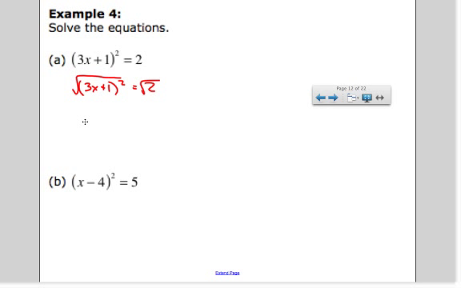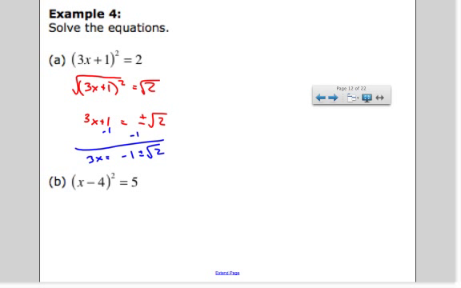Okay, when you square root something squared, what you end up with is this stuff inside. And that equals plus or minus the square root of 2. Well, now I have to go ahead and get x by itself. So I'm going to do just that. I'm going to subtract 1 from both sides. Okay, so this gives me 3x equals negative 1 plus or minus the square root of 2.